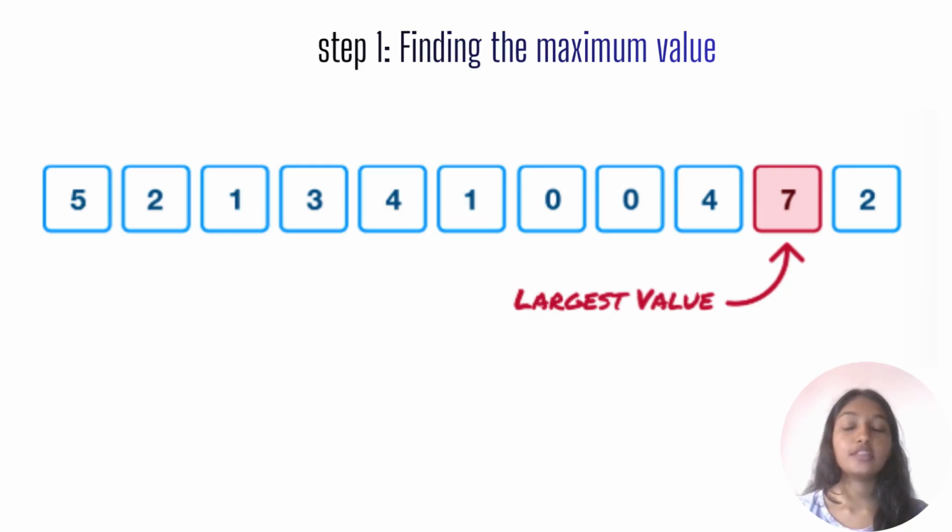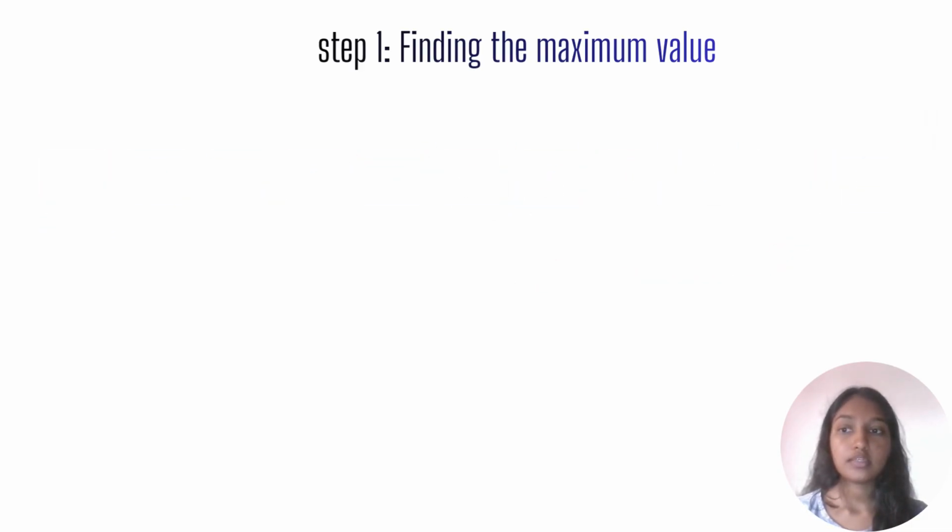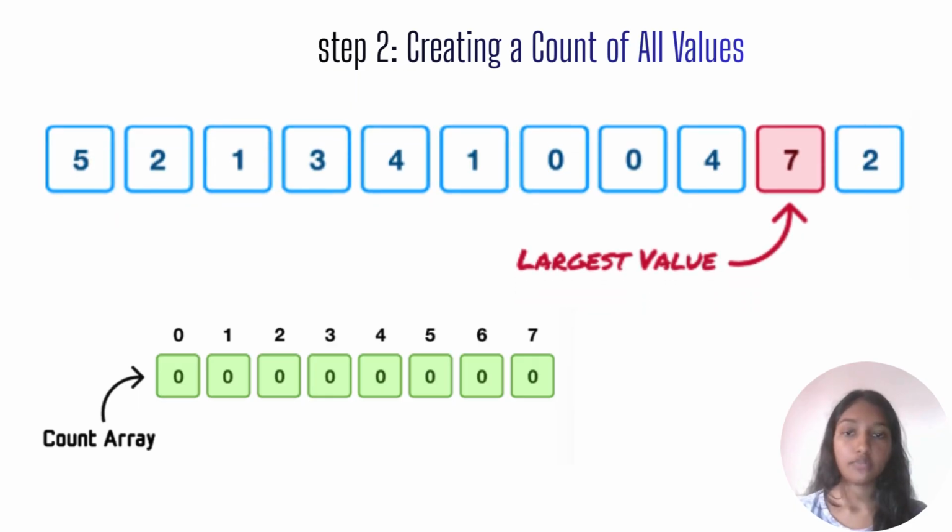So let's see how this counting sort works step by step. The first step is finding the maximum value. With our input array, the first step is to find the largest value in it. As you can see from these given values, the largest value is 7. This is a common linear time operation, and most programming languages provide helper methods to make this work with little effort.